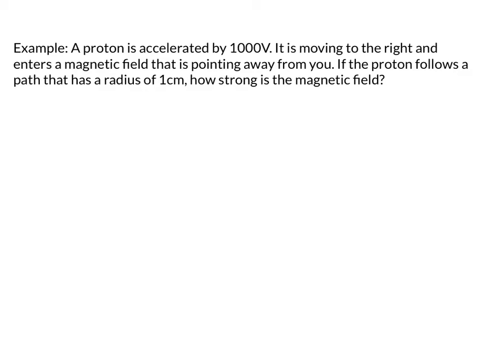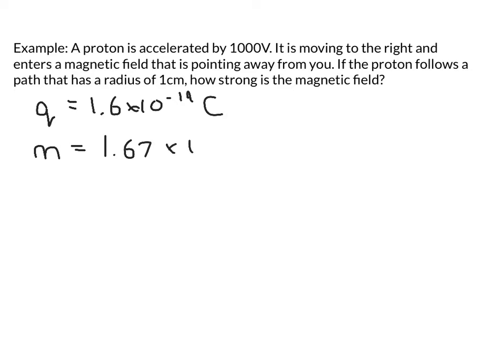If we practice that, here's kind of a classic type of question. It says it's a proton accelerated by 1,000 volts. Right off the bat I would pause. Because we know it's a proton, we know the charge. You can Google or look it up, positive 1.6 times 10 to the negative 19 coulombs. Because it's a proton, we also know its mass. The mass of a proton, again, look it up, 1.67 times 10 to the negative 27 kilograms. The proton's accelerated by 1,000 volts. It's moving to the right and enters a magnetic field that is pointed away from you.